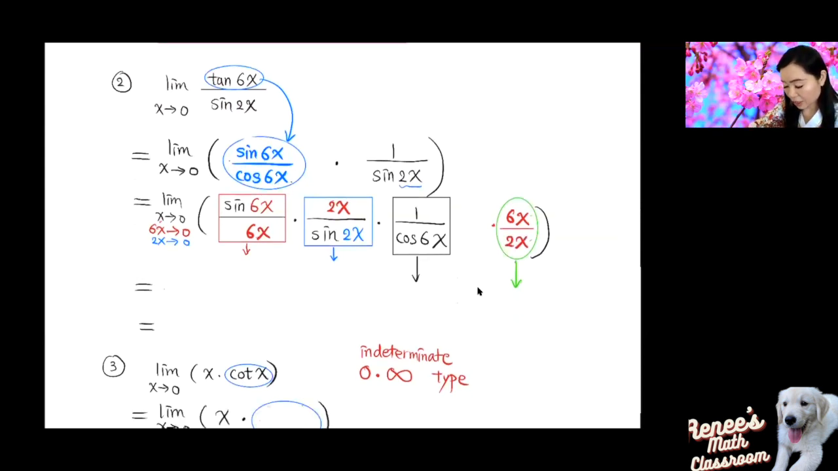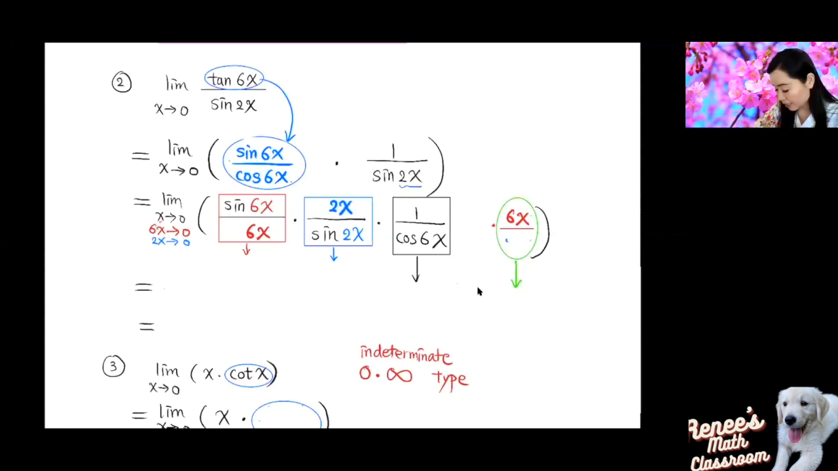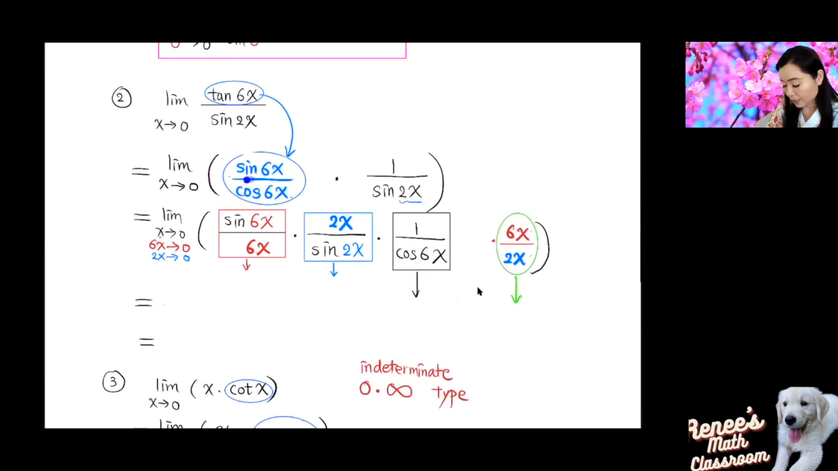Actually, I want to use a different color. So I'm going to use a blue. So I'm going to match with the 2x here, and then now divide by 2x over here. Now that would take care of this one and this one. And what about this cosine 6x? Well, it's going to stay in the denominator over here. So 1 over cosine 6x.